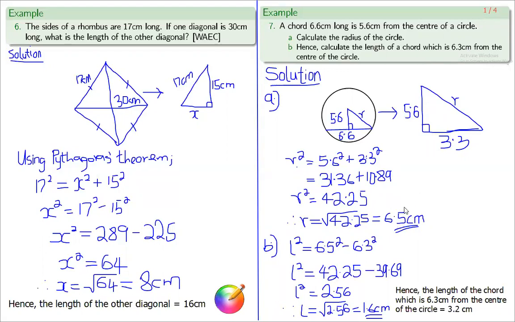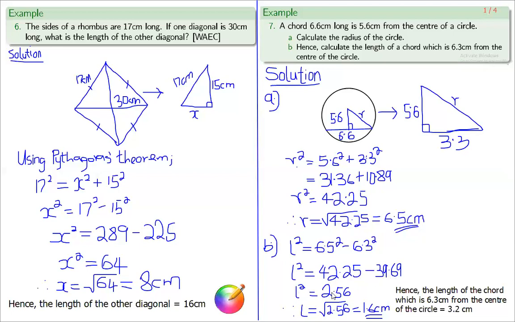So for the length of the chord, let L represent half of the length of the chord. If I substitute 3.3 with L, since this is unknown, and this one becomes 6.3, that is L squared equals 6.5, which is the length of the radius of the circle, also solved for here, minus 6.3 squared. That is the distance from the center of the circle to the chord. So don't forget, the L here represents half of the length of the chord, and that will form the other side of the right angle triangle. L squared equals 42.25 minus 39.69.